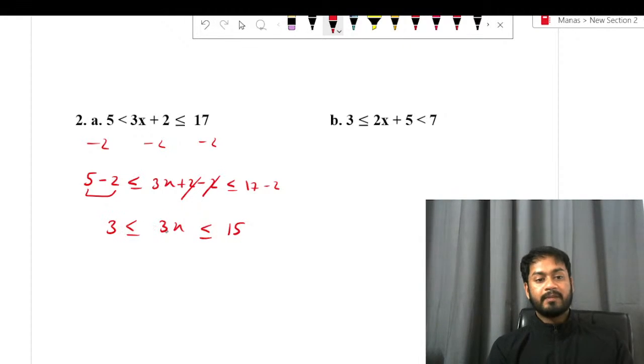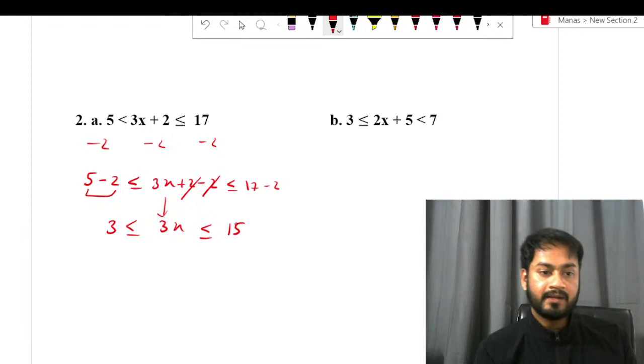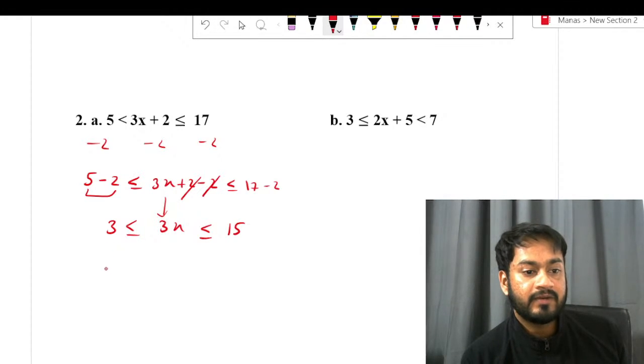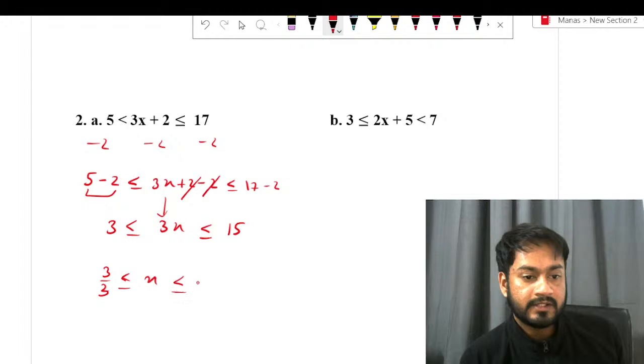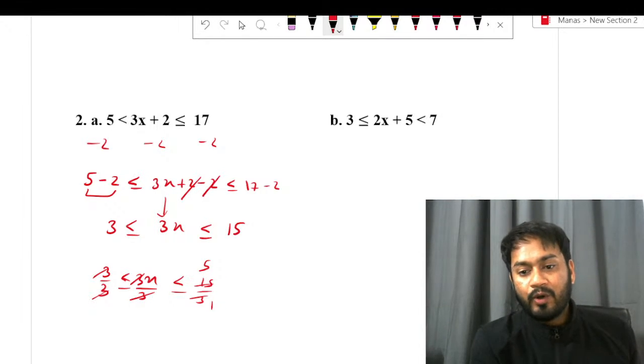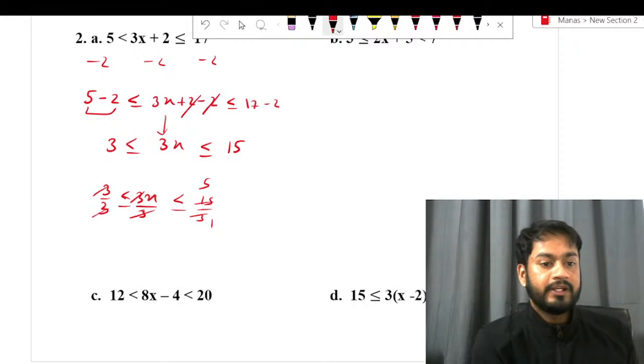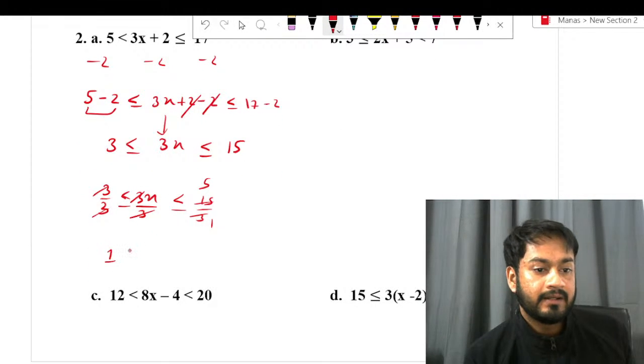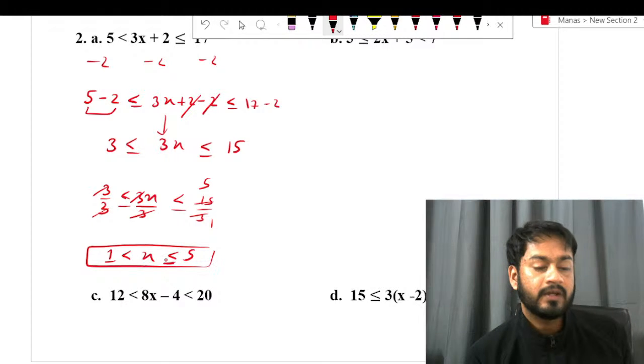Now I want to eliminate this 3. How can I eliminate it? By dividing by 3. If I divide by 3, 3 divided by 3 is 1, so x is greater than or equal to 1, and then less than or equal to 15 divided by 3, which is 5. Now you need to write 1 is less than x and x is less than or equal to 5. This is the actual range which we got after solving this question.